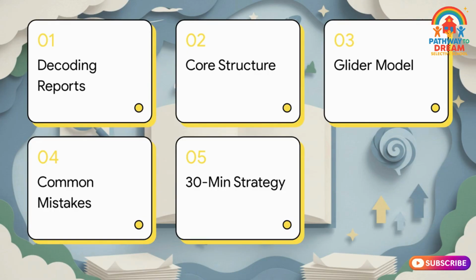Okay, let's dive into this. Here is our step-by-step blueprint. First, decoding informative reports. Second, the core report structure. Third, the leaf-tailed glider model. Fourth, common mistakes to avoid. And finally, the 30-minute strategy.